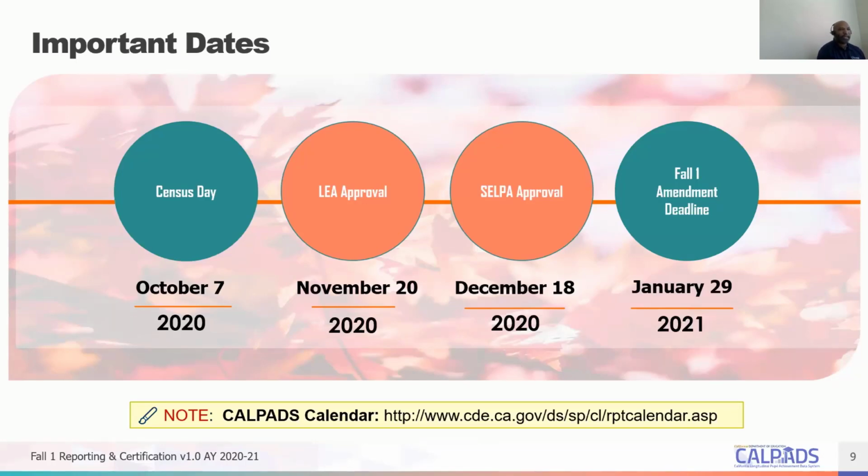SELPAs all have many LEAs, mostly not just a single LEA. And so they had to extend the deadline, and they're trying to prevent that, right? And then the amendment deadline is January 29th, okay? And so we're familiar with the SELPA approval and the amendment dates and timelines, but just want you to know that the CDE has officially made a recommendation, and it's in the annual Back to School letter, of November 20th being the LEA approval date.